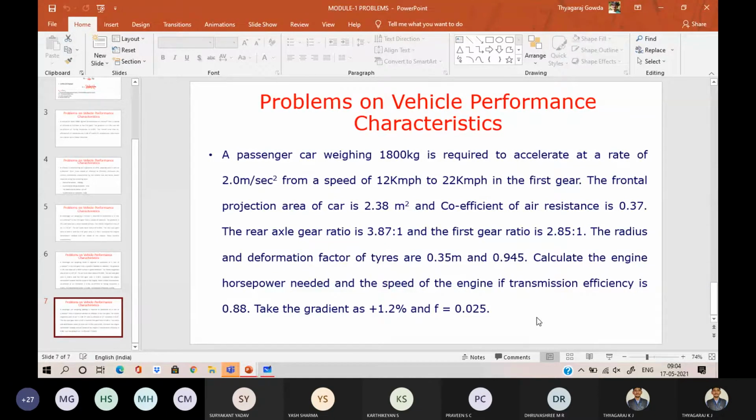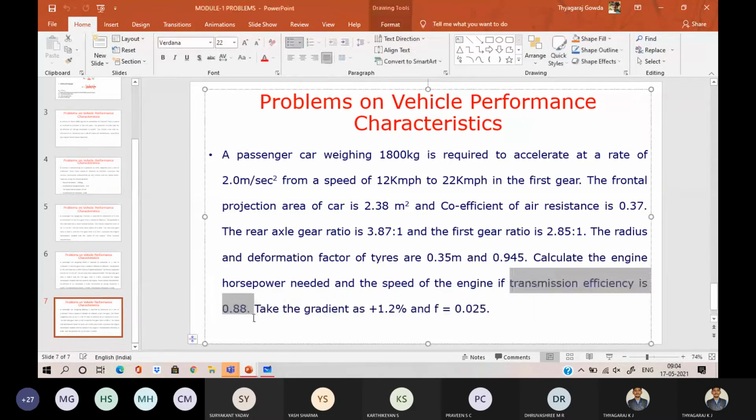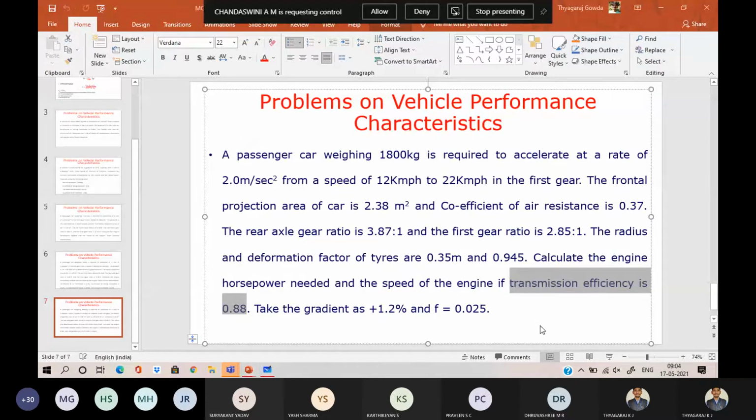So after completing, kindly leave a message so that I can proceed for the solution part. Here the only thing is that they are given the transmission efficiency. So I will tell how to solve this problem when the transmission efficiency is given. The remaining calculation part is simple. But if transmission efficiency is given, you have to follow one more step.